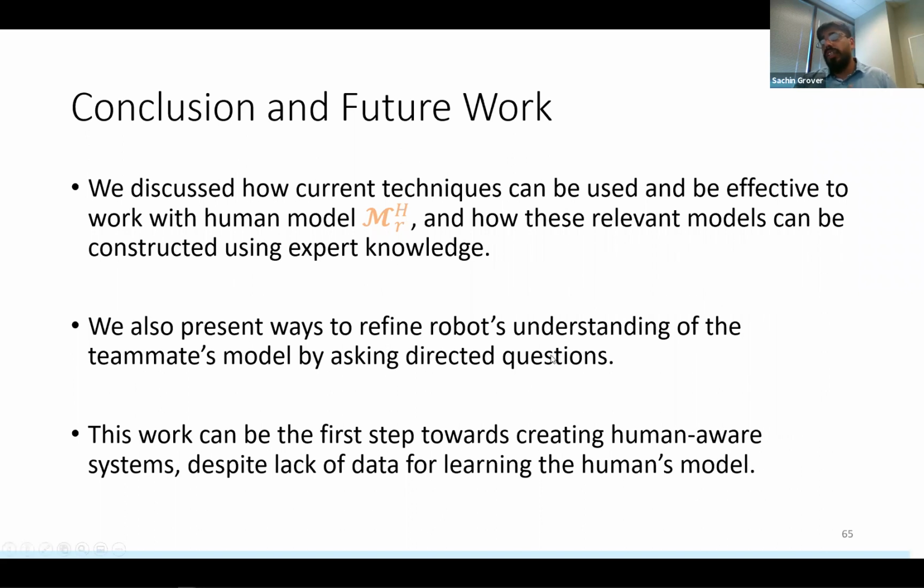I believe that this can be the first step towards creating more human-aware systems, where the robot not just understands what the human thinks of the robot, but also understands what the human's capabilities are and what they would like to do. And from there, it can have a more active participation in the team's collaboration.